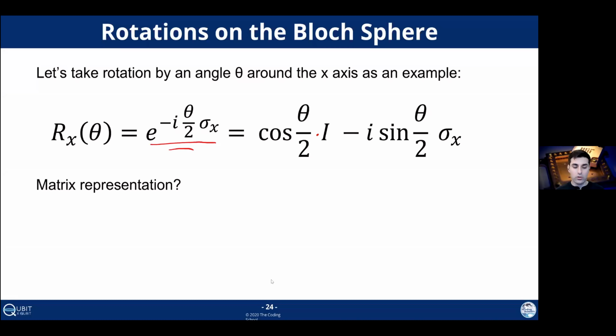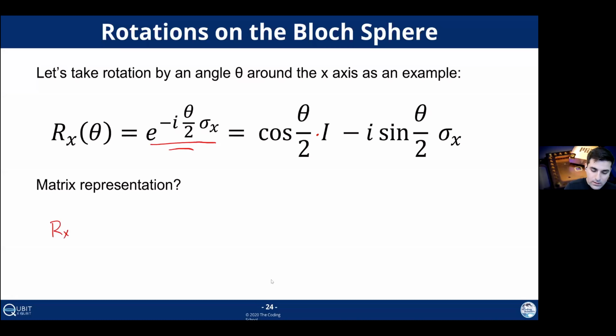Now, what will this look like? What is the matrix representation? Okay, let's do this together. So I have Rx of theta, and what I said is that that's equal to cosine of theta divided by 2 times the identity matrix. And again, if you remember, the identity matrix is just 1, 0, 0, 1, minus i, where this i is the imaginary number, times sine of theta divided by 2 times the sigma x operator. And the sigma x operator is 0, 1, 1, 0.